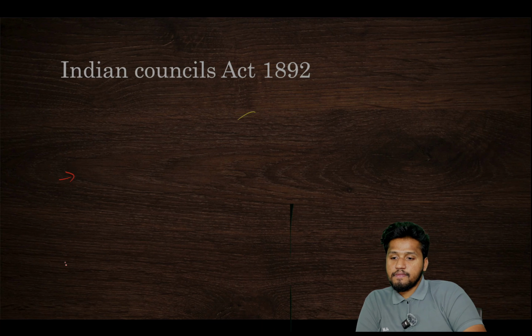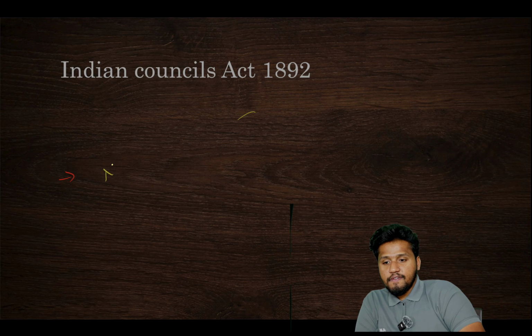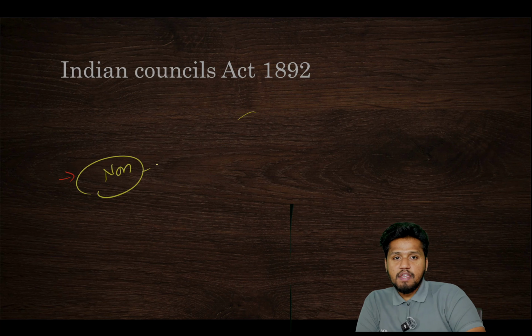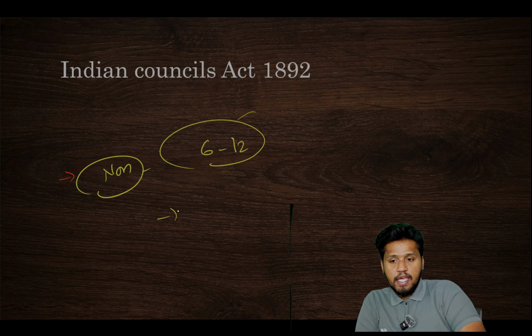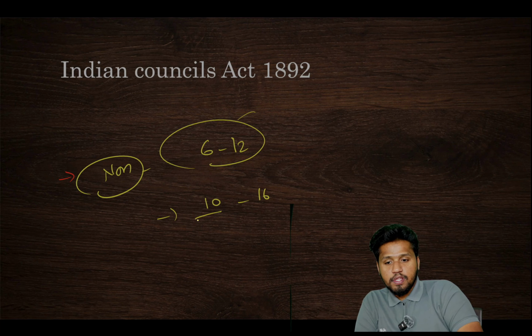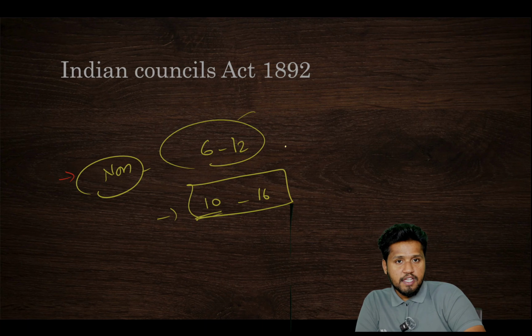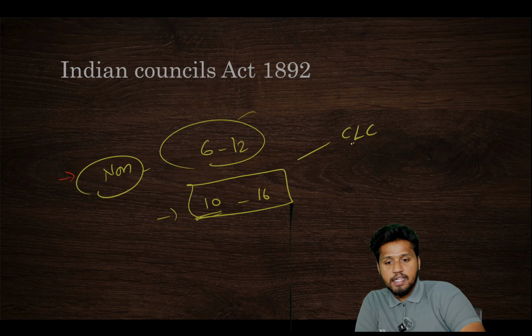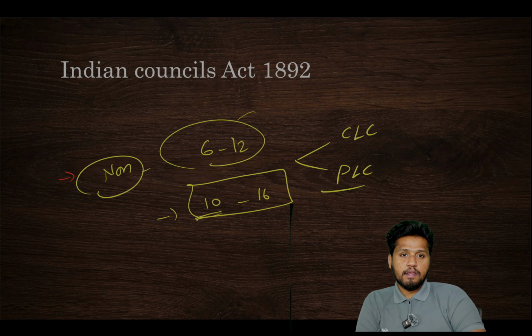To begin with, the Indian Councils Act of 1892 provided that non-official members be increased even more. Earlier, they should be not less than 6 and not more than 12. Now, in this Act of 1892, it was said that they should be not less than 10 and not more than 16. These non-official members were in both the central legislative councils and the provincial legislative councils.